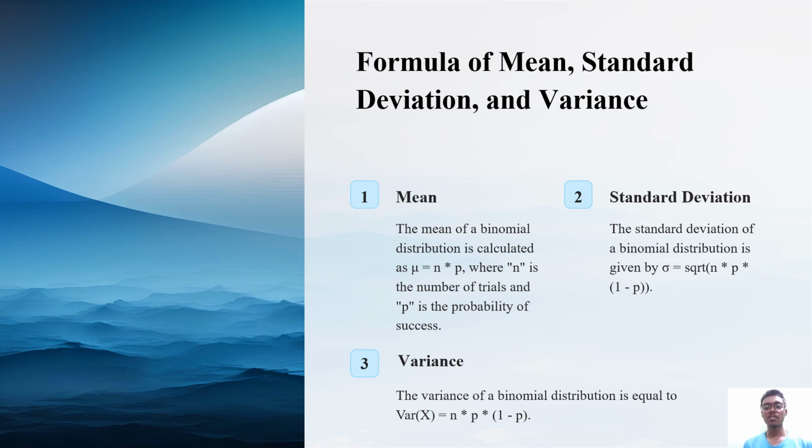And standard deviation. The standard deviation of a binomial distribution is given by sigma = square root of n * p * (1 - p). And finally the third one is variance. The variance of a binomial distribution is Var(X) = n * p * (1 - p).